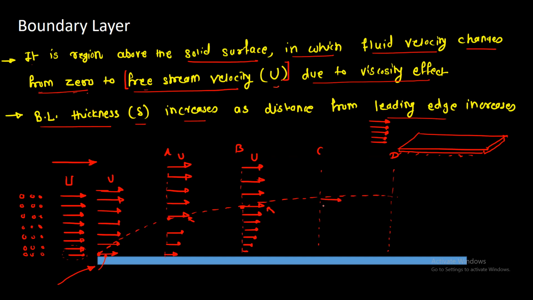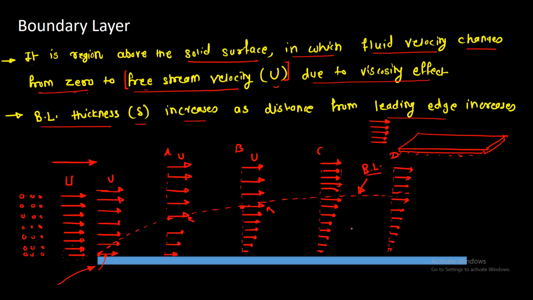So below this dot, the velocity is changing because of viscosity like this. And above this, velocity is the same. That is a uniform velocity, which is called the free stream velocity. So this dotted line is called the boundary layer. That is, BL. Okay.